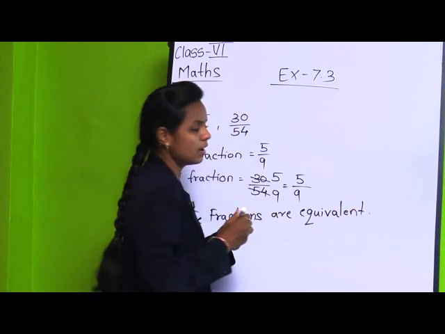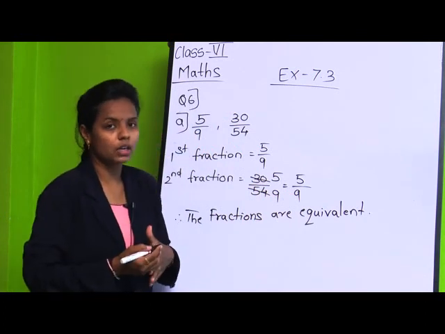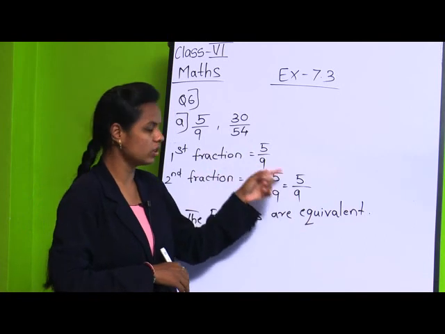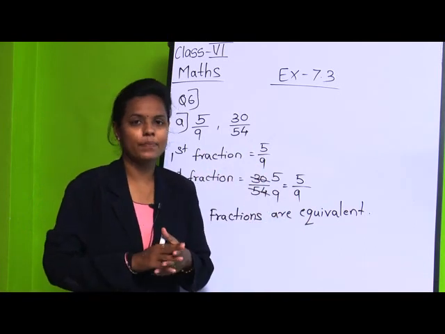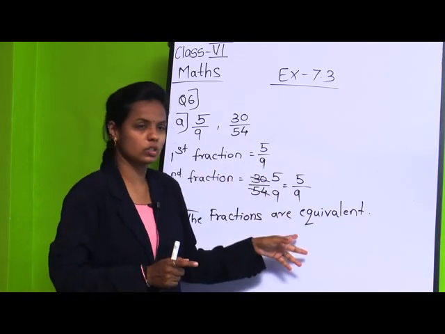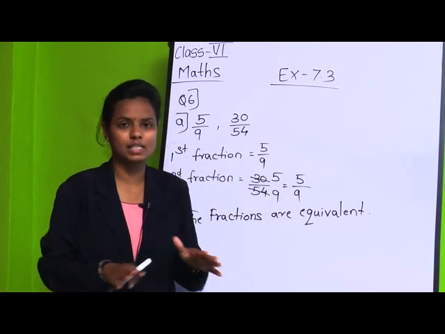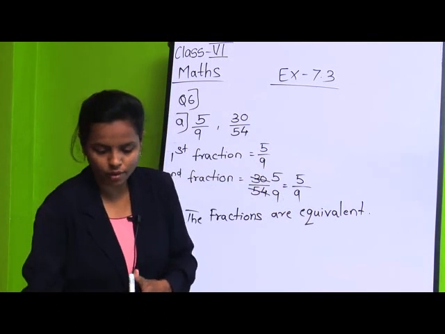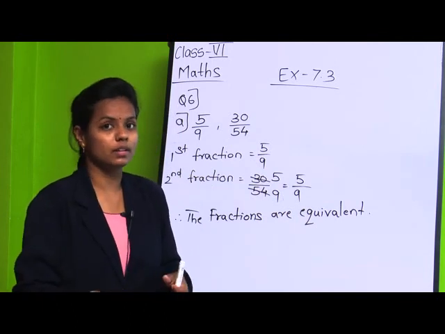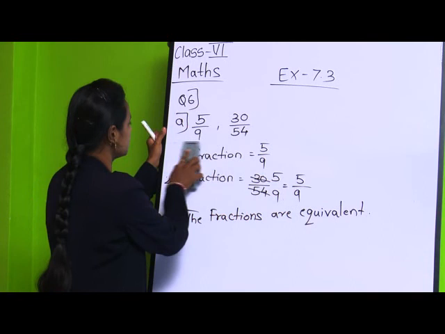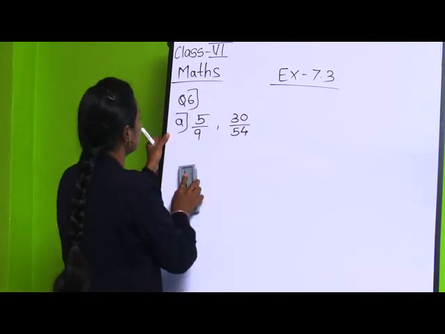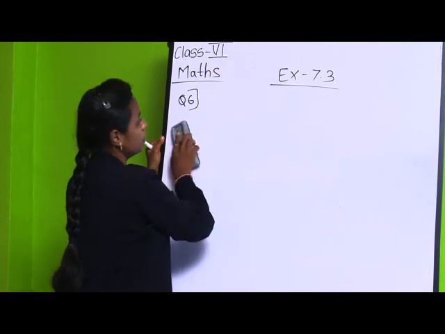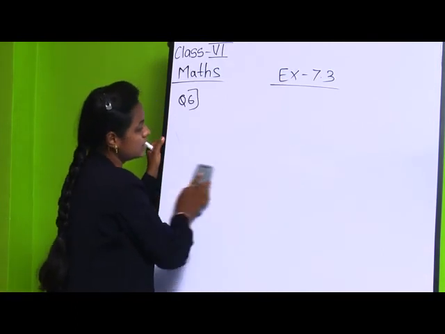Did you get it? We need to convert it into lowest terms and find whether both fractions are the same. If those are the same, we can tell those are equivalent. If those are not the same, the fractions are not equivalent. So, we will solve one more example to find these types of sums. Students, for this you need to know tables very perfectly. So, you need to practice tables every day.